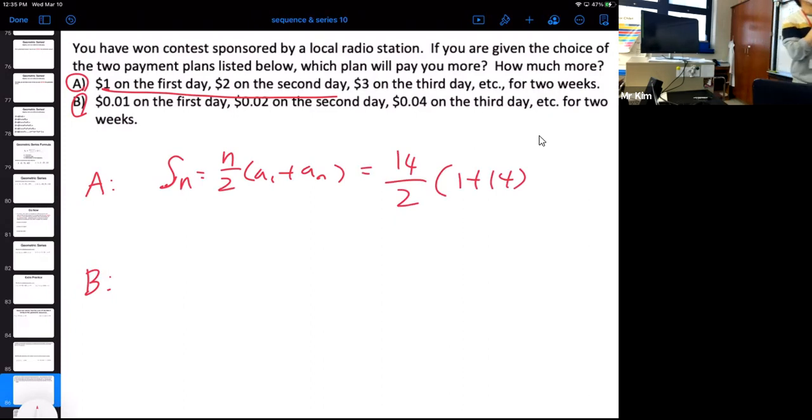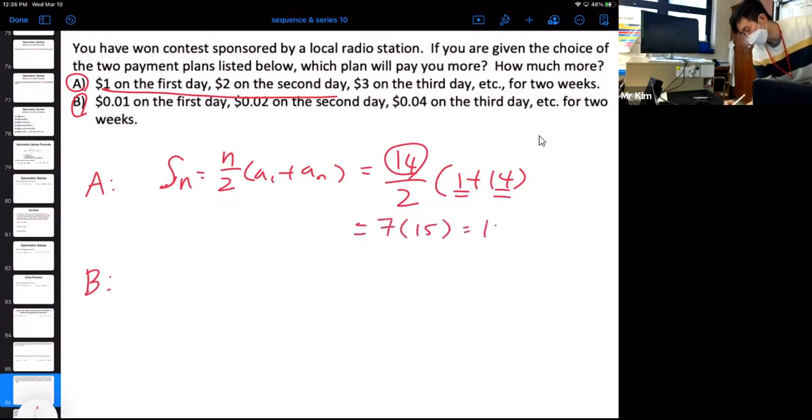Okay, so to sum up, we have the summation of arithmetic series for part A. If you plug in all the correct numbers here, there are 14 days in 2 weeks, and so n is 14 divided by 2. I have the first term as $1, and the last term should be $14 on the 14th day, because if you keep on adding by ones, obviously 14th day, $14. 7 times 15, 105. So I have $105 at the end.